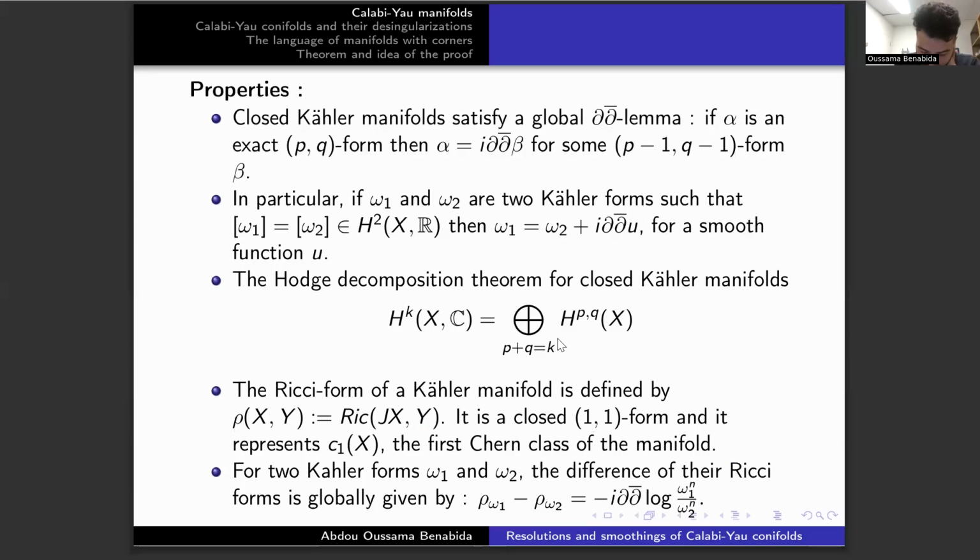Another fact is that if we have two Kähler forms, omega 1 and omega 2, then the difference of the Ricci forms, rho omega 1 minus rho omega 2, has a potential. It is minus i del del-bar of the logarithm of the quotient of the volume forms. These are omega 1 to the power n, meaning the wedge, and omega 2 to the power n. The difference of the Ricci forms is i del del-bar of the logarithm of the quotient of the volume forms.